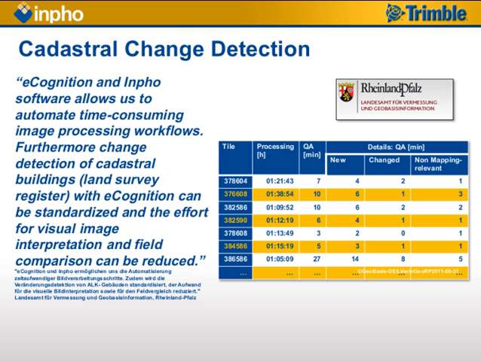Furthermore, change detection of cadastral buildings, land survey register with eCognition can be standardized, and the effort for visual image interpretation and field comparison can be reduced. That was, of course, the goal that we wanted to achieve. And yeah, so the state authority was happy with what they saw, and of course we were happy that we really could fulfill all their needs.